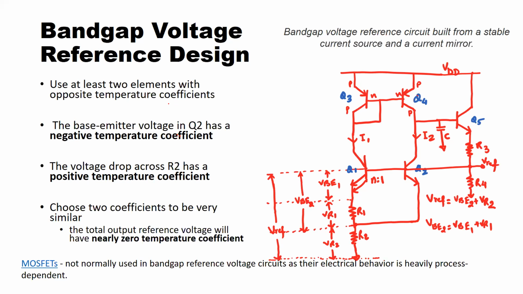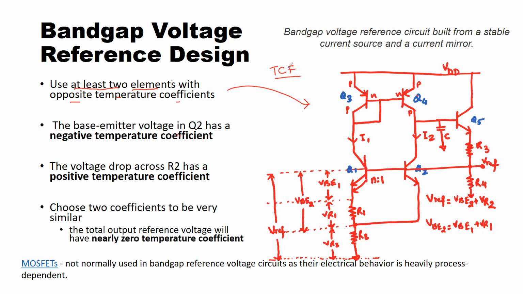Now we are coming back to the explanation of how the circuit works. What you have to do is use at least two elements with opposite temperature coefficients. As I'm going to explain, we are going to use resistors, transistors and diodes. Diodes and BJTs are semiconductor devices and they will be fabricated using silicon. So I need at least two elements which have the property of opposite temperature coefficient. What is temperature coefficient? TCF.